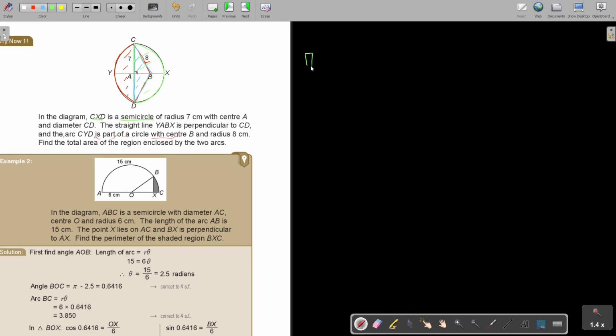So I'm going to say the area of the half circle, and that will be CXD. And that's going to be a half. Remember your area formula for a circle: a circle is pi r squared. So it's a half pi r squared. So it's a half, take 3.142, and then the radius. Don't forget that the radius was 7, and don't forget to square. And again, make it at least 5 significant figures.